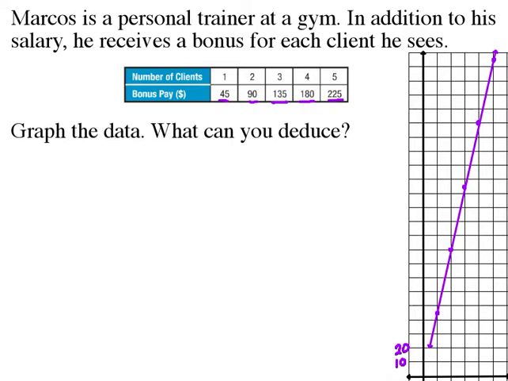Okay? I have a question here. What would the graph go through at 0? If there's no clients, how much extra would he make? 0. Nothing. That's right. So it actually goes through the point here too, because he's not going to make any money if he doesn't see any clients. I mean, he's going to get his base salary, but he's not going to make anything above and beyond. So let's go and look at the next slide.